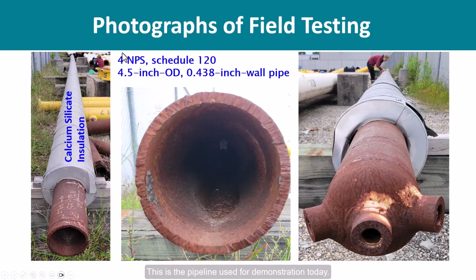This is the pipeline used for demonstration today. It is a 4 NPS Schedule 120 pipe, 4.5 inches outer diameter and 0.438 inches wall thickness, wrapped with calcium silicate insulation. This is a retired pipeline, and as you can see from the photographs, it has inner surface corrosion. These are exactly the conditions for which GWT is well suited: insulated pipe with wall loss anomalies to detect and document.